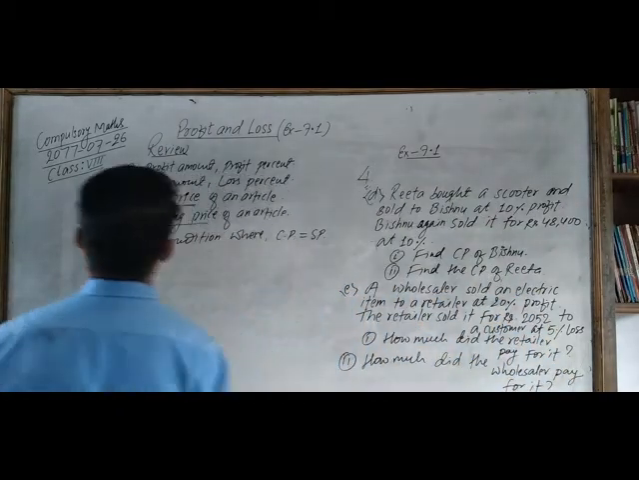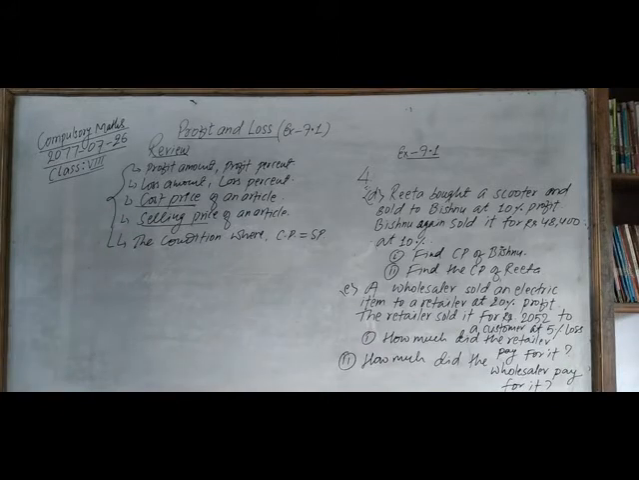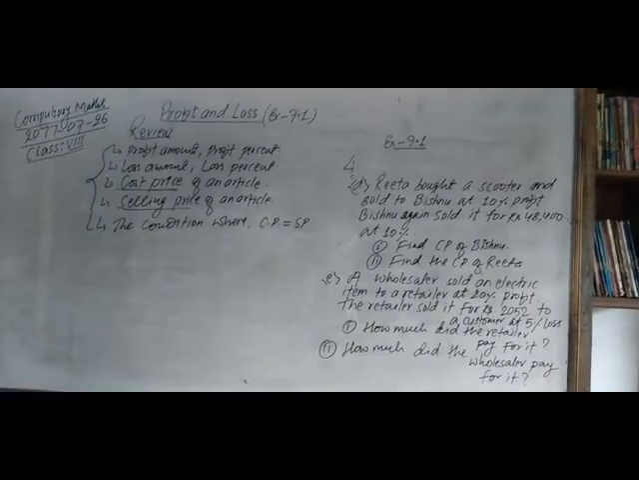Okay, dear friends, I'm going to make you clear about these terms: profit amount, profit percent, loss amount, loss percent, selling price, cost price of an article, selling price of an article, and the condition where cost price and selling price are equal. Okay, give your attention.